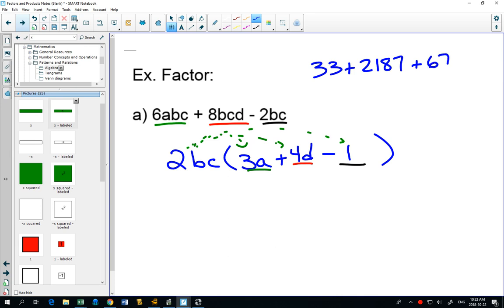If I was adding this up, I'd add the 33 and the 67 first. Why? That's easy. What does it make? 100. And how hard is it to add 100 to 2,187? Pretty relatively easy. But adding the 33 to the 87, you got some carrying, you go, oh, right? Your mind starts to get a little bit difficult. So knowing that you can add things up in different orders can be helpful.